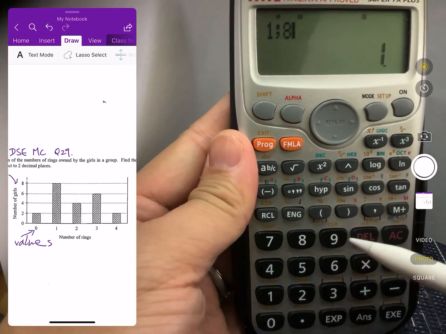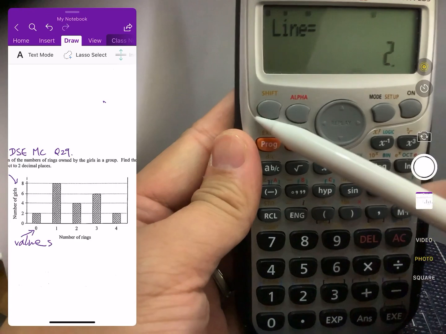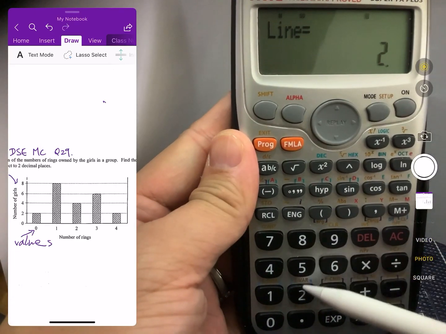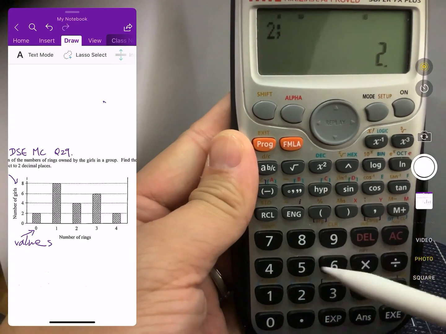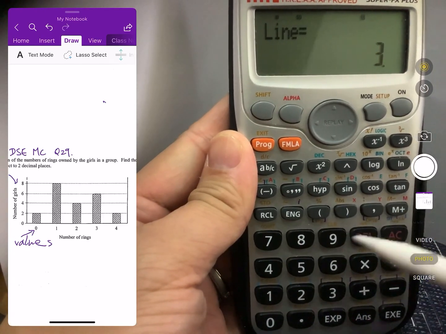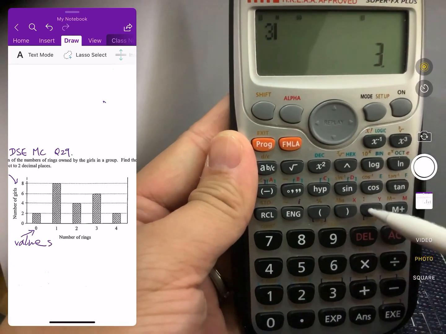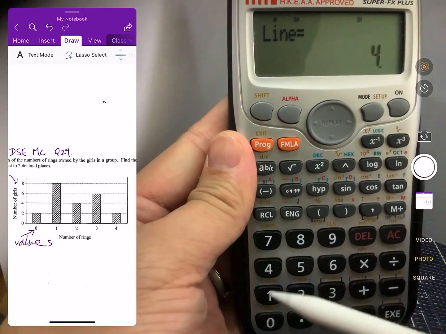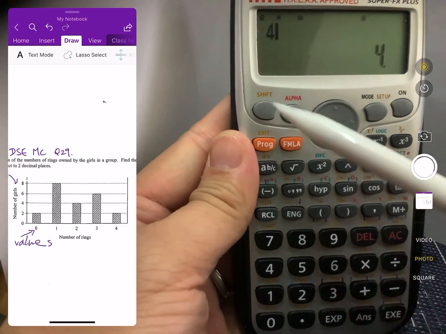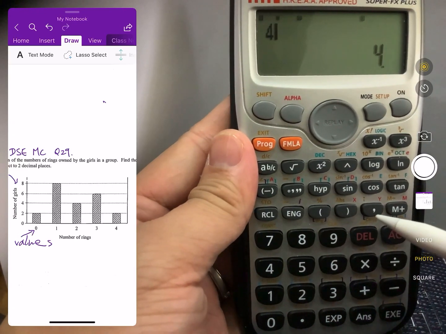The next one is 1, we have 8, so M plus. Then the third one, 2, and then we have 4. For 3, we have 6. And the last one, 4, we have. Okay, now I want to teach you something first.